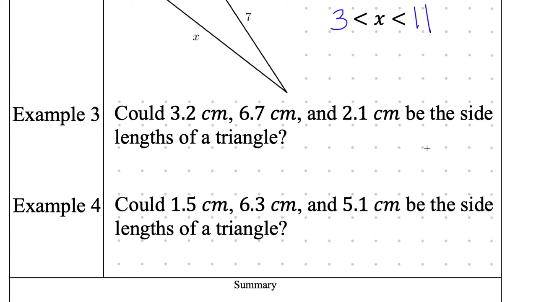Let's go with example 3. Slightly different problem. Now I'm giving you 3 sides and asking you if it's possible. This one might seem confusing at first, but it's not that hard. The way to approach this problem is just pick any 2 sides, 3.2 and 6.7, and do the same process again. Ignore the 2.1. I could have ignored 3.2, but let's only look at 3.2 and 6.7.